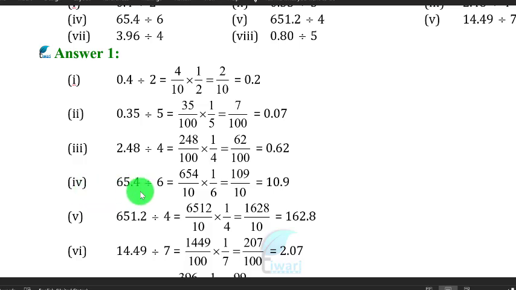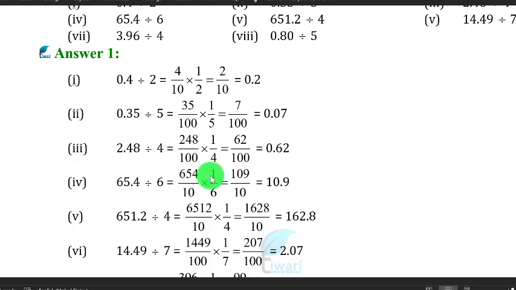So 65.4 divided by 6. 65.4 means 654 by 10 into 1 by 6, because the inverse of division is multiplication and the reciprocal of 6 is 1 by 6. So then here we can cancel: 6 ones are 6. Next 54 remains. So here 5 is less than 6, so we take 6 zeros are 0. Then again 5 you get. Then take this 4 down. It will be 54. So then 6 nines are 54. So we got 6 ones are 6 and 6 109s are 654.